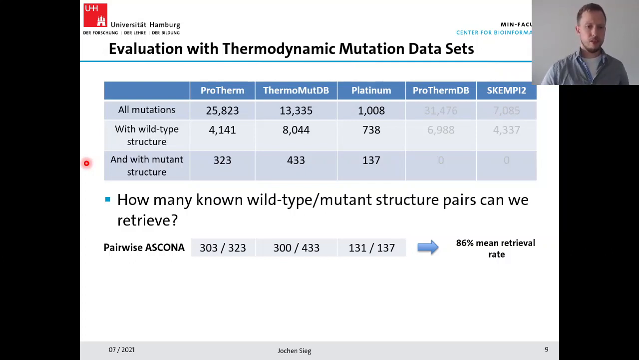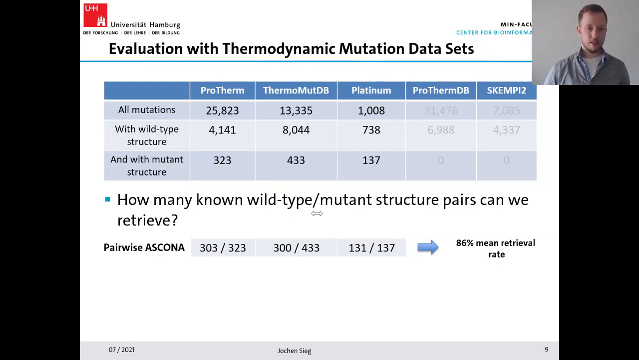And as you can see here in this first experiment, the mean retrieval rate of all the data sets is 86%, which I think is already quite good. However, we were interested in the cases that we failed, why we failed in these cases.